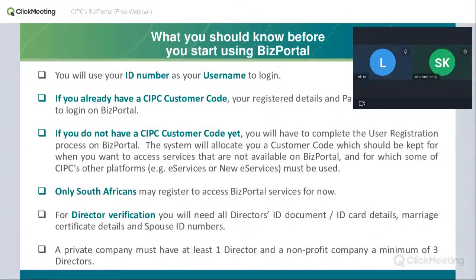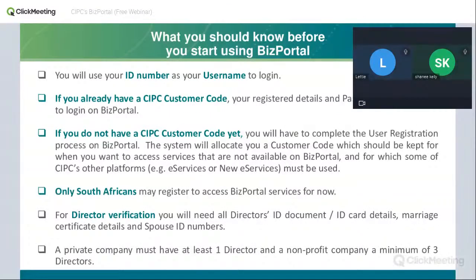The system will allocate you a customer code, which should be kept for when you want to access services that are not available on BizPortal, and which can be used on some of CIPC's other platforms. Example, your e-services or your new e-services. Only South African nationals may register to access the BizPortal services for now.